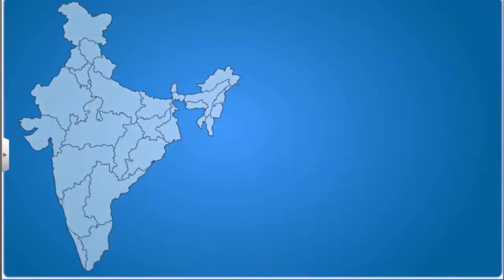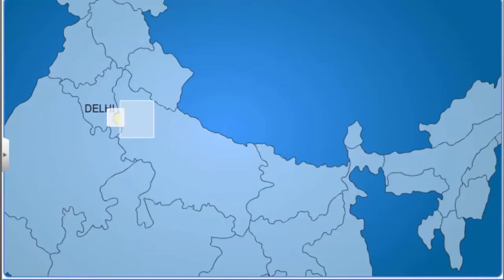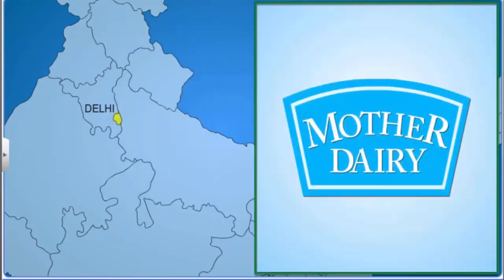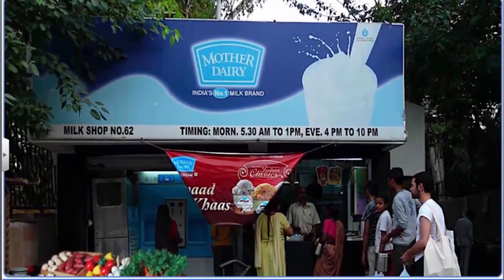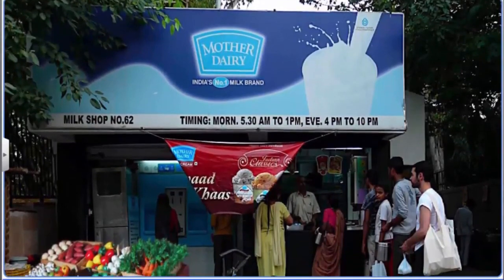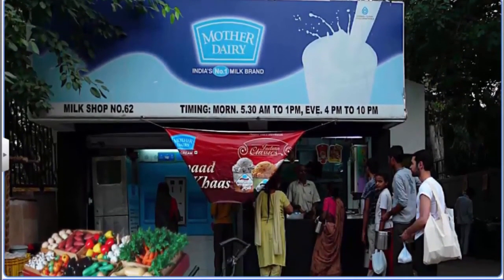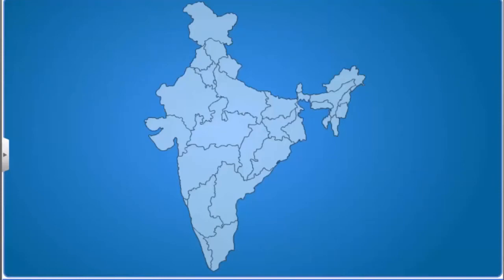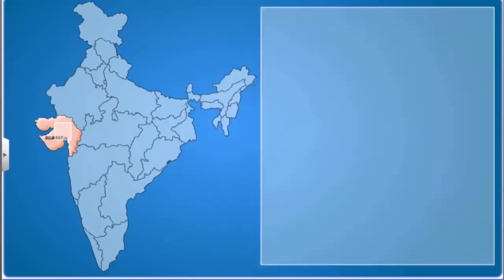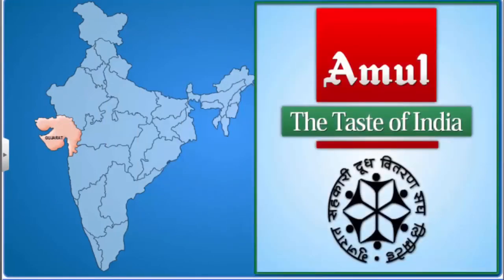If you visit New Delhi, you will find Mother Dairy booths in all parts of the city. Mother Dairy is a cooperative that sells milk and vegetables at fixed rates decided by the government of Delhi. Perhaps the best success story of cooperatives in India comes from Gujarat in the form of Anand Milk Union Limited, or Amul.